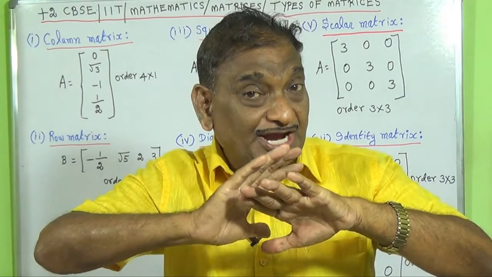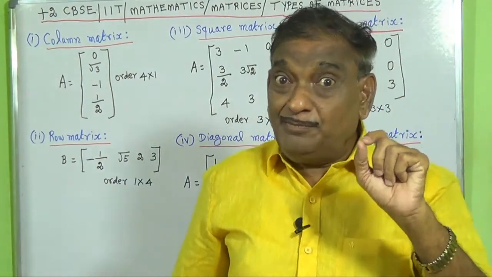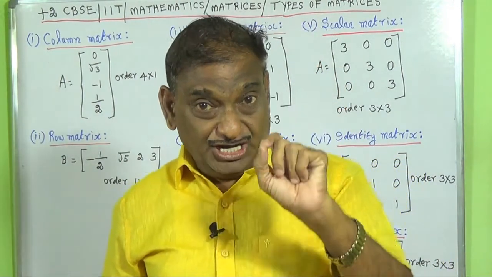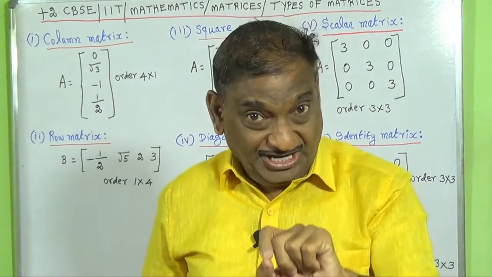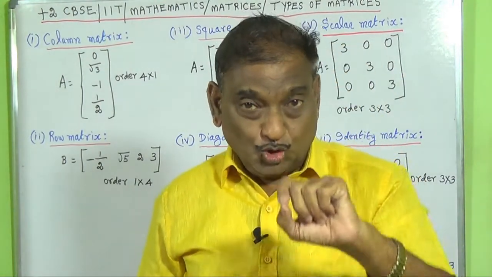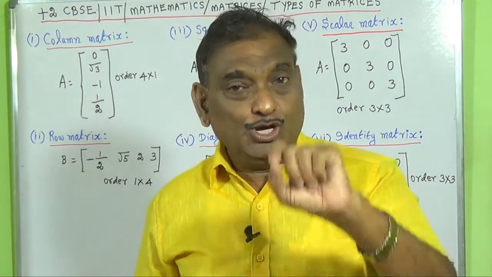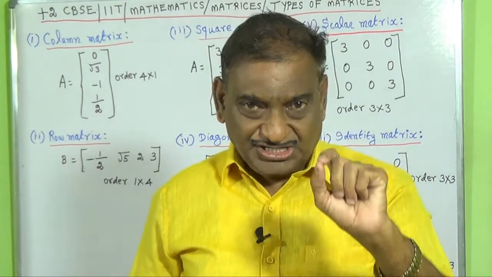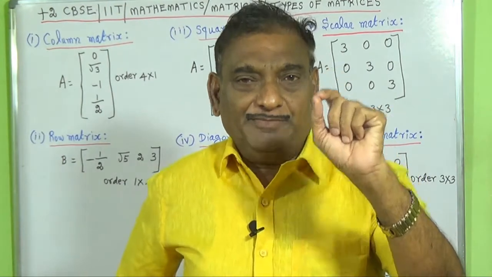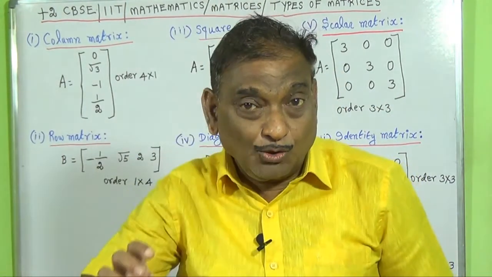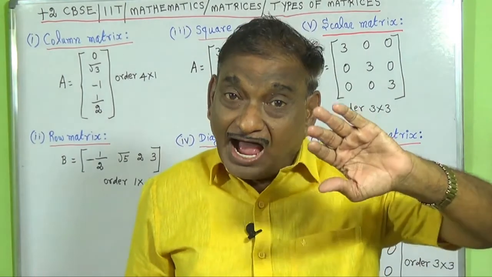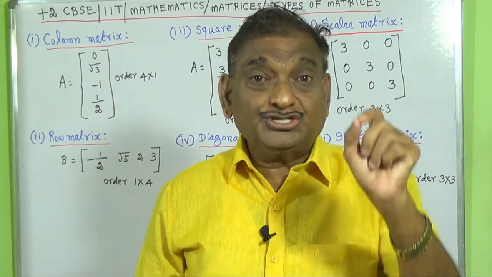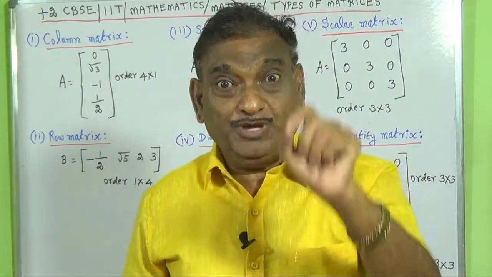There is no precondition. In the case of diagonal matrix, 2 conditions should be satisfied. One is, it should be the square matrix. That is, here also the number of rows should be equal to the number of columns. That is the first condition. The second condition is, there should be elements in the diagonal only. The elements other than diagonal should be 0. That is, the non-diagonal elements should be 0.